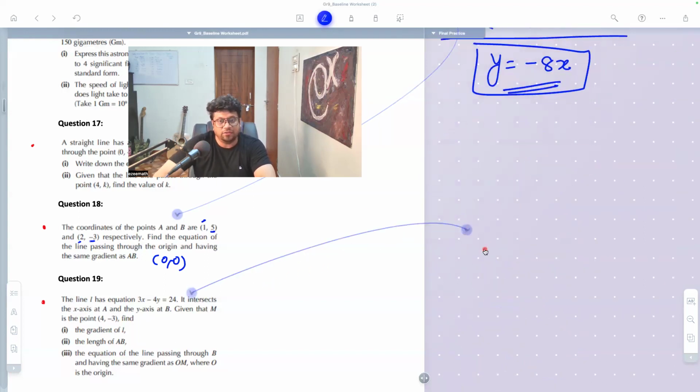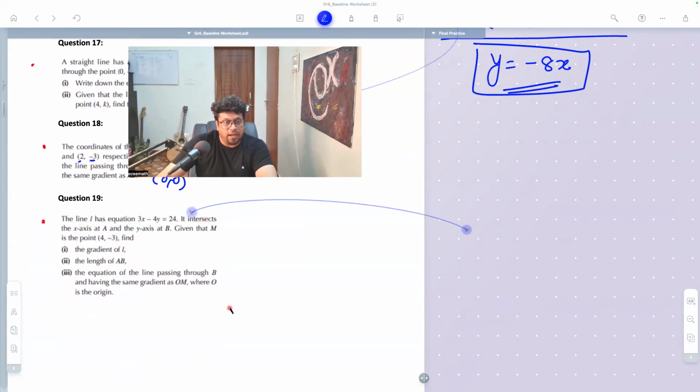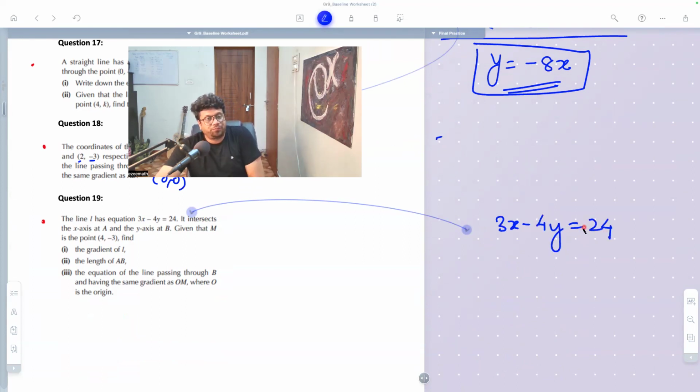Let's look at the 19th one now. So there is a line, the equation of which is 3x minus 4y equals 24. Okay. It intersects the x-axis at A and y-axis at B. Given that M is the point (4, -3), find the gradient of the line L.